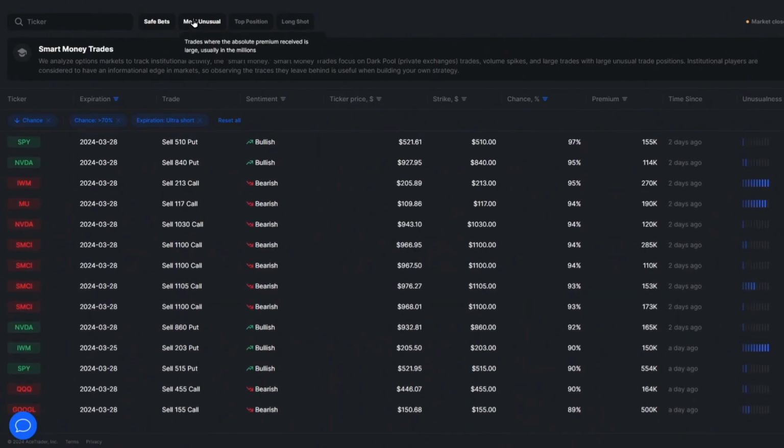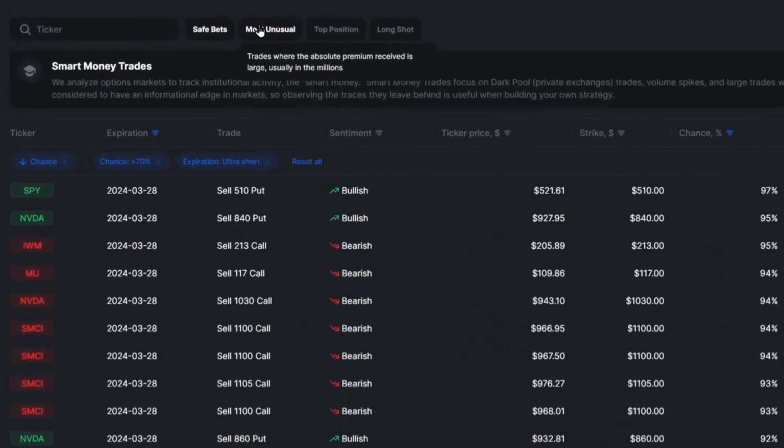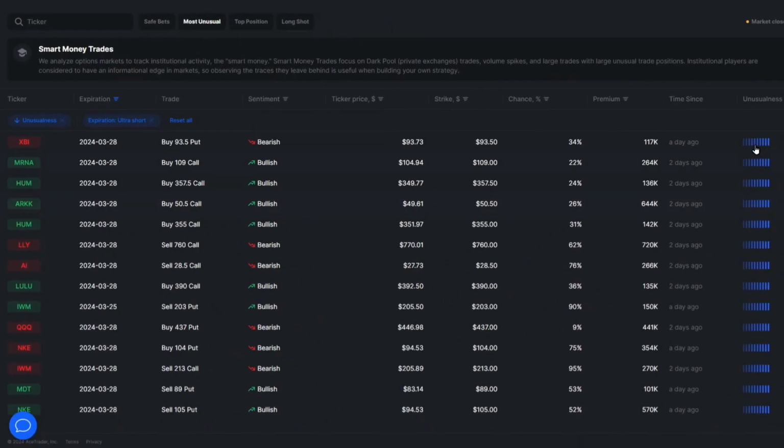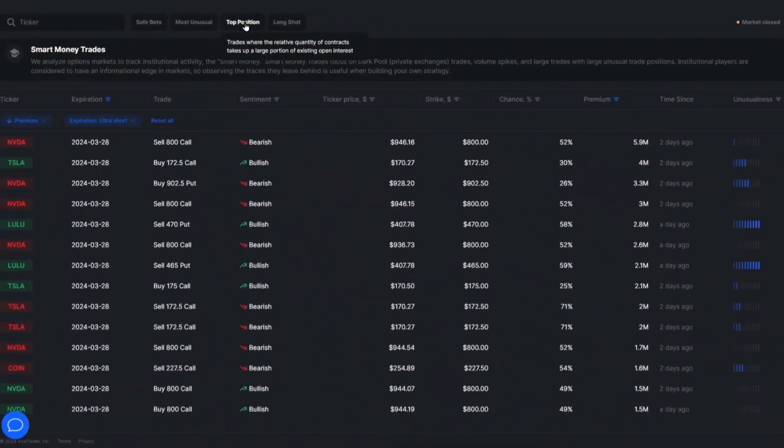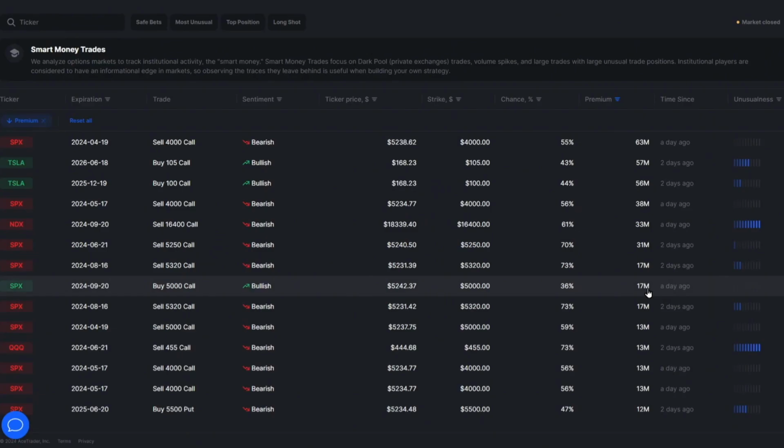Most unusual, we really already looked at, which is just where the premium received is very large, and the trade's very large compared to the usual amount of options being traded on this. You also have top positions here, which shows you large premium trades in terms of money spent or money received.